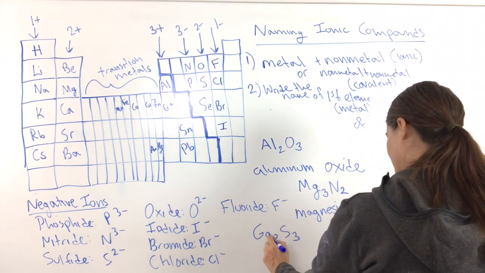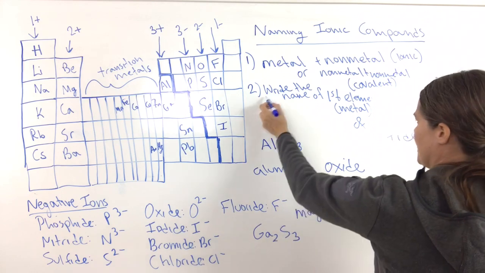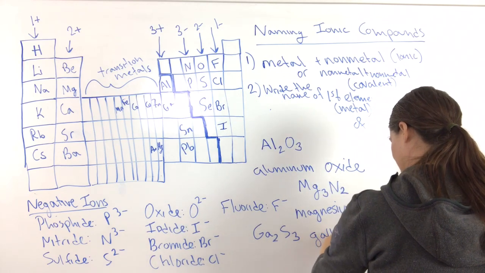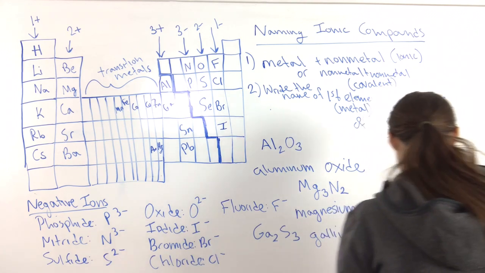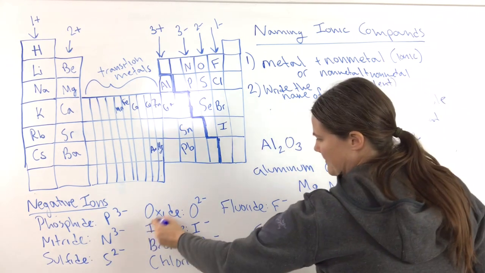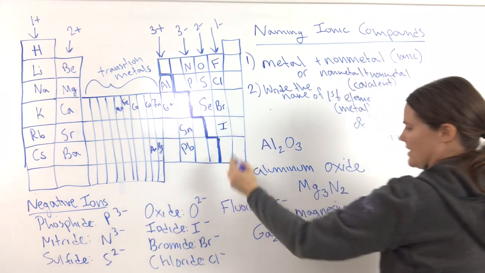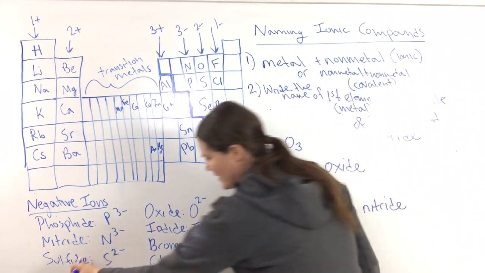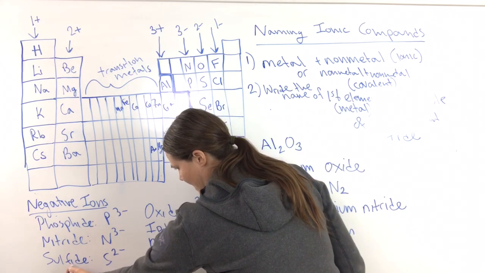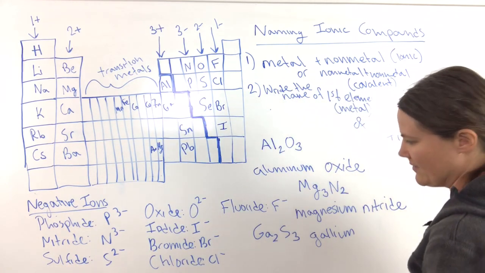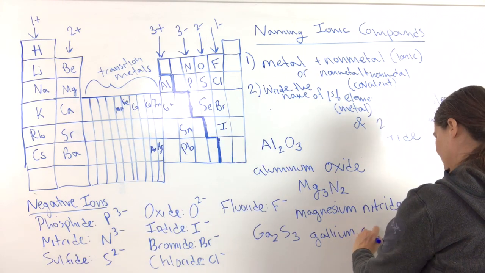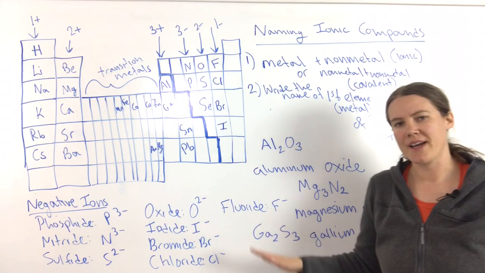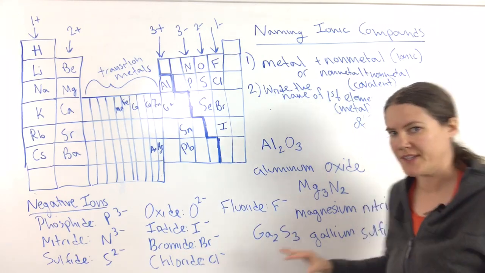So now we go to the second step. Write down the name of the first element. So we have gallium. And then we have sulfur. So we have the first syllable, which is sulf, and then we add ide to the end of it. So we have gallium sulfide. So now I want to add another rule to this.